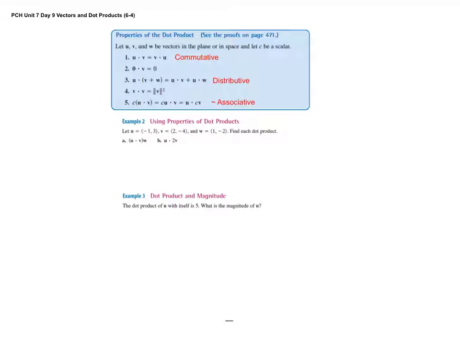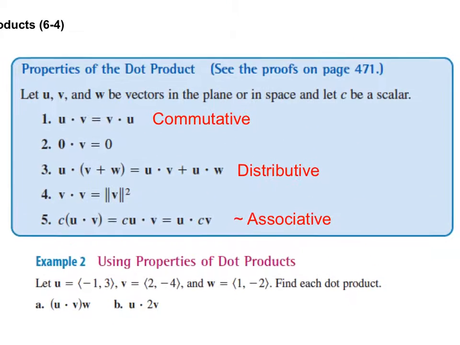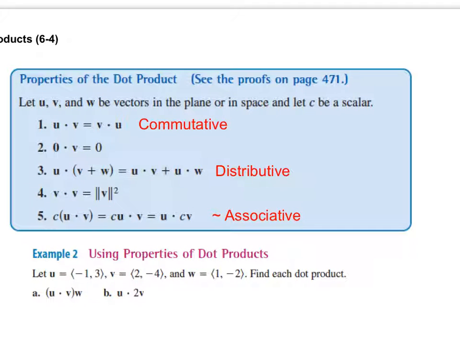All right. Now, I want to look at some properties. Anytime we have a new operation, we need to consider some properties of that operation. So let's look at some of these first of all. u, v, and w are all vectors. c is a scalar. Notice first of all that the dot product is commutative. The order does not matter.